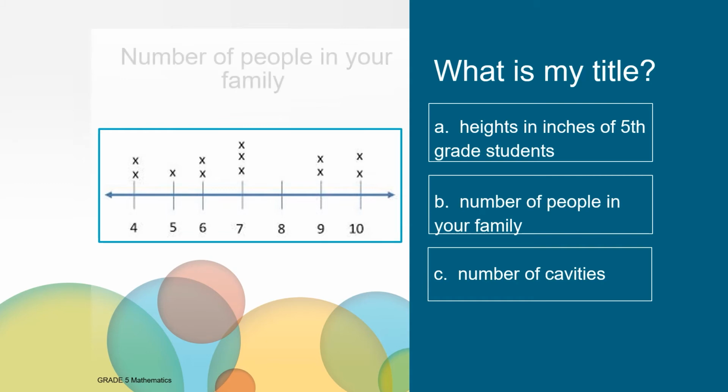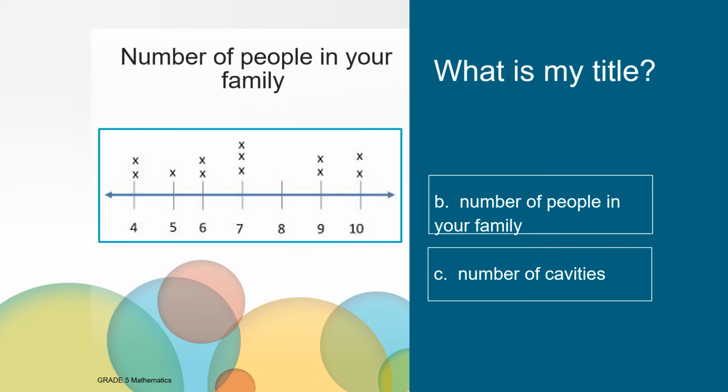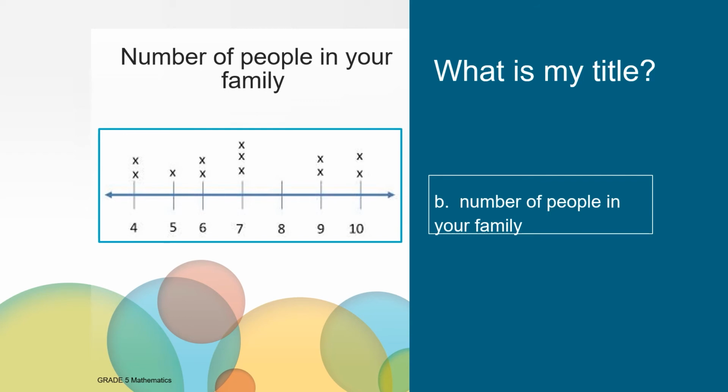I chose number of people in your family because I can think of people having 4, 5, 6, 7, 9, or 10 people in their family. 5th graders cannot be 4 inches tall, nor 10 inches, so heights in inches of 5th grade students does not seem reasonable. Having 10 cavities is a lot of cavities, so number of people in your family seems the most reasonable title for this line plot.